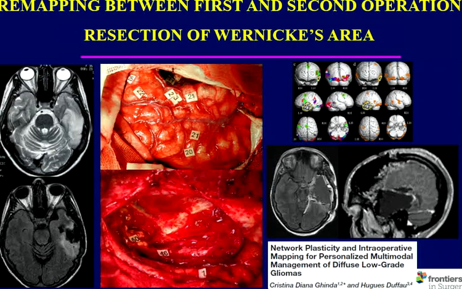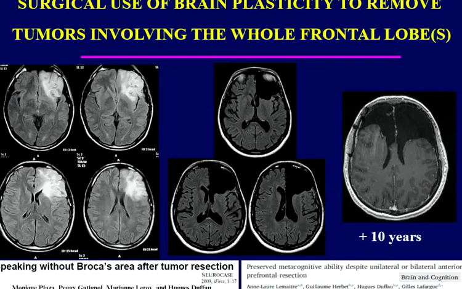We can do exactly the same thing at the level of the so-called Wernicke's area. The patient is perfect. Why? Because you did not cut the connectivity in the depth. The limitation of your plasticity are the pathways. If you start to cut the ILF and the arcuate, of course, the patient will have a permanent deficit.